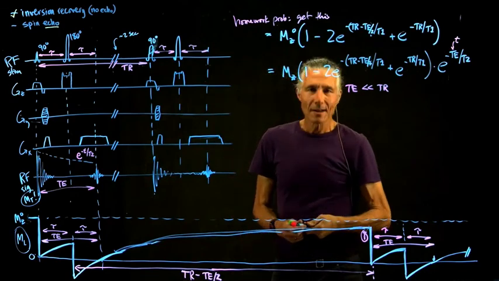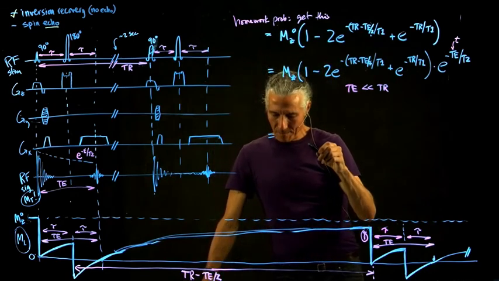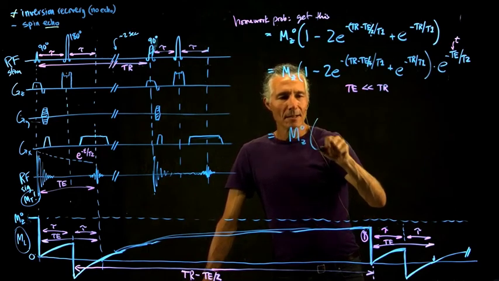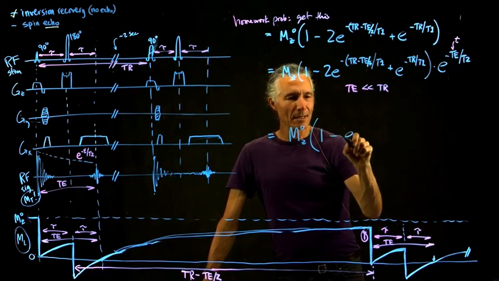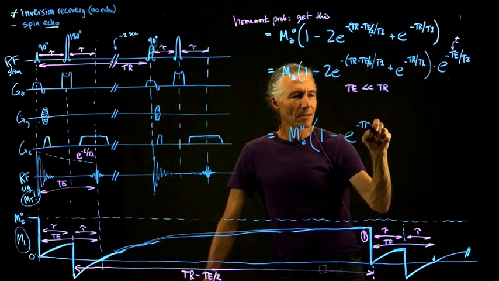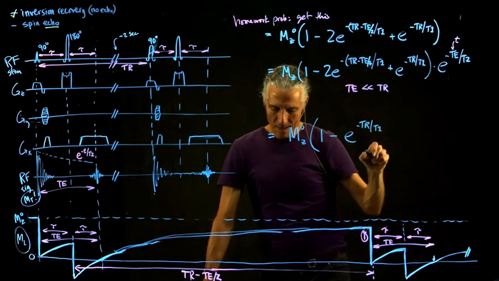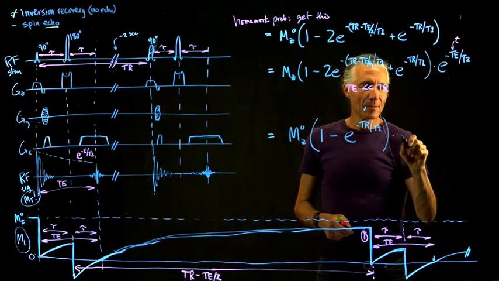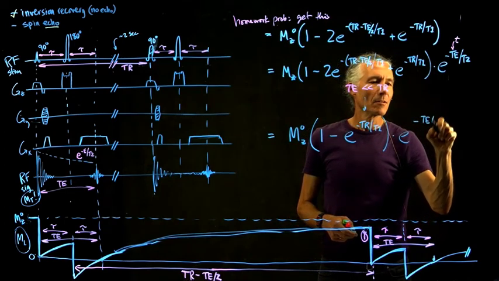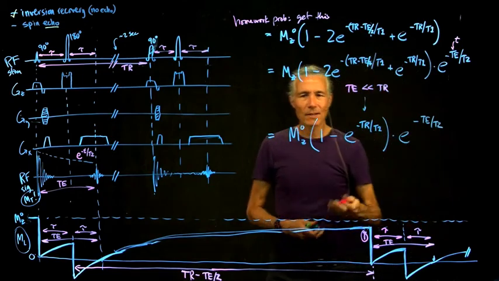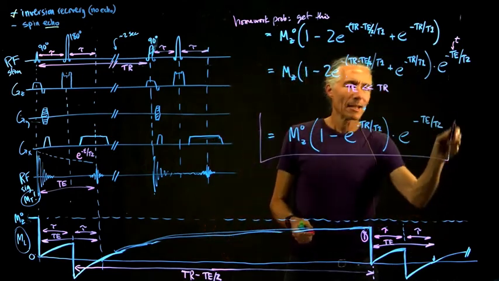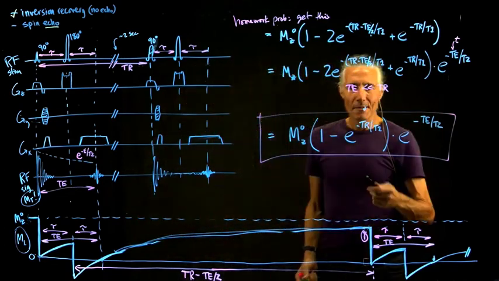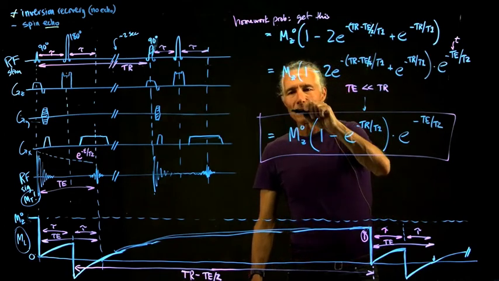And so our final equation is the amount of equilibrium magnetization times 1 minus e to the minus TR over T1, by combining those two, and then times e to the minus TE over T2. So this is our final equation that actually tells us what the contrast in a spin echo sequence will be. And it's important when you look at this: what is this thing?